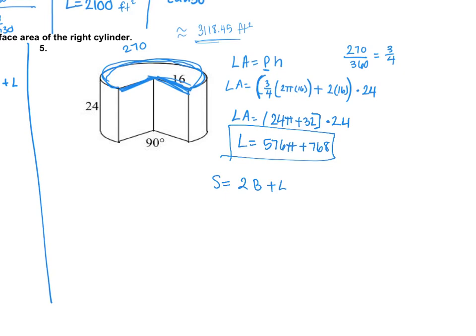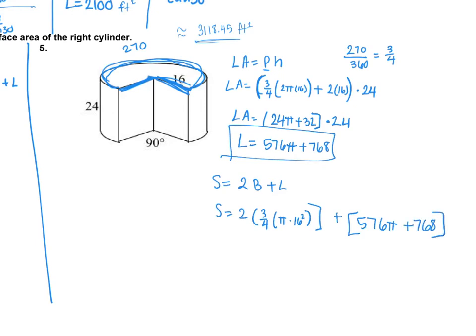which I already found, my lateral area. Now again, I know that my base is going to be a circle, but it's only going to be part of the circle. It's only going to be 3/4 of the circle, right? So in order to do this, once again, I'm going to do 2 times base of a circle is pi r squared, but this is only going to be 3/4 of pi r squared, right? So it's going to be 3/4 times pi times 16 squared, right? It's going to be 3/4 of that. And then plus my lateral area, which I already found was 576 pi plus 768.